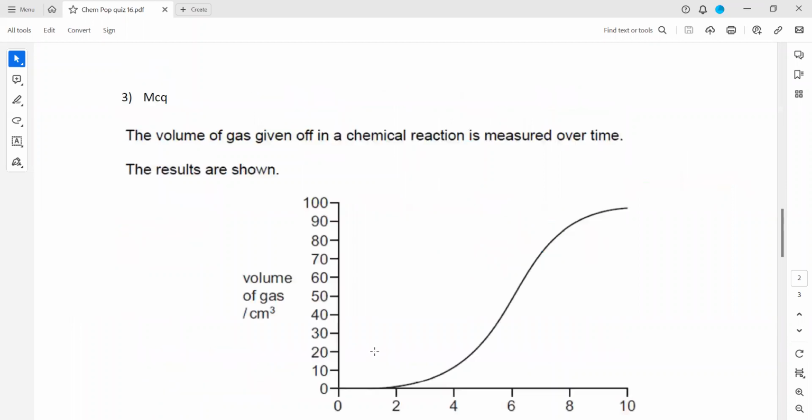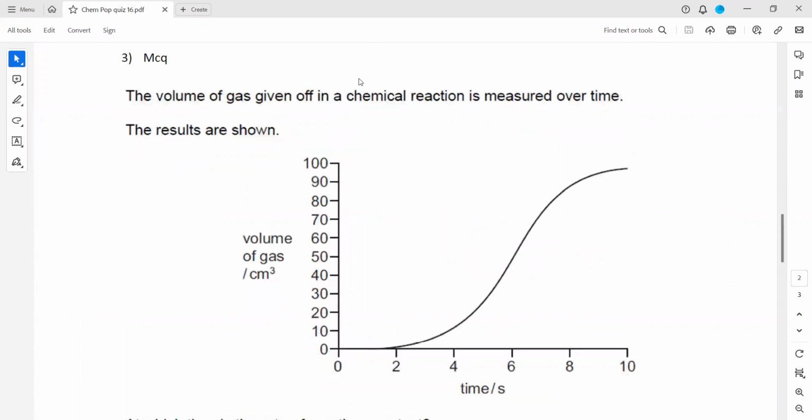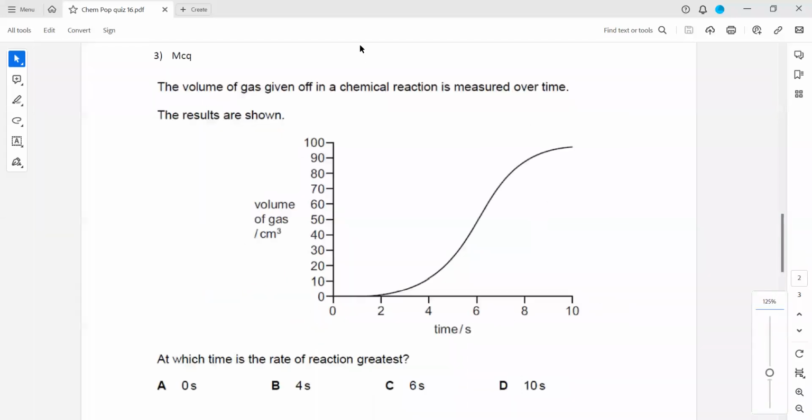In question 3, the volume of a gas given off in a chemical reaction is measured over a time. The results are shown. At which time is the rate of the reaction greatest? How can you identify when the rate of a reaction is greatest? You have to check the slope. At 0, when we draw a tangent, it will be horizontal. At 4 seconds, when we draw a tangent, it will be like this.